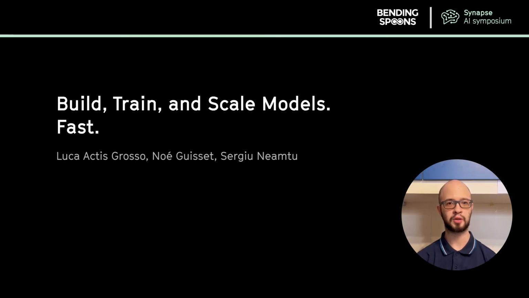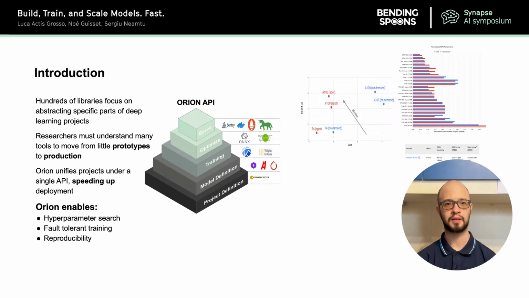Today I will talk about Orion, our internal library that we use in order to build, train and scale our models. But before talking about this, I want to discuss how to create a deep learning project, because usually it can be divided in 5 main steps. The first one is the project definition. It means create the GitHub repository with the correct folders and files, create the continuous integration pipeline, the tests, the linters. When everything is ready, you can start to write the code.